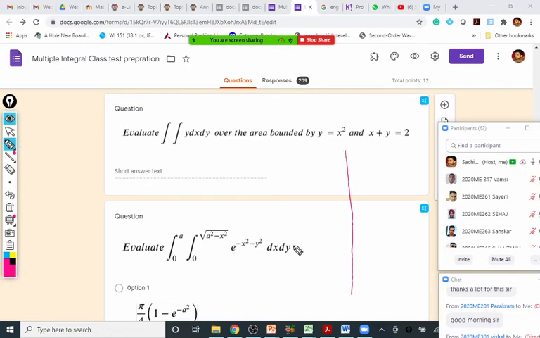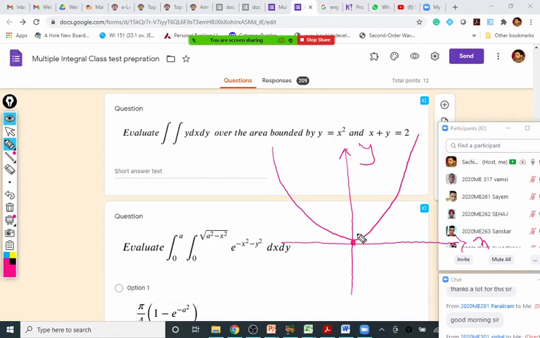Suppose here I have the x-axis and y-axis. What is y equal to x square? Which type of parabola? Upward, sir. X square indicates a parabola about the y-axis, so this is an upward parabola. It passes through the origin, obviously.